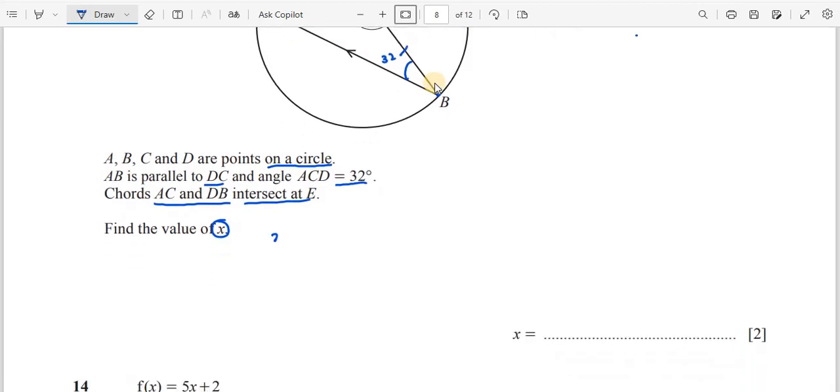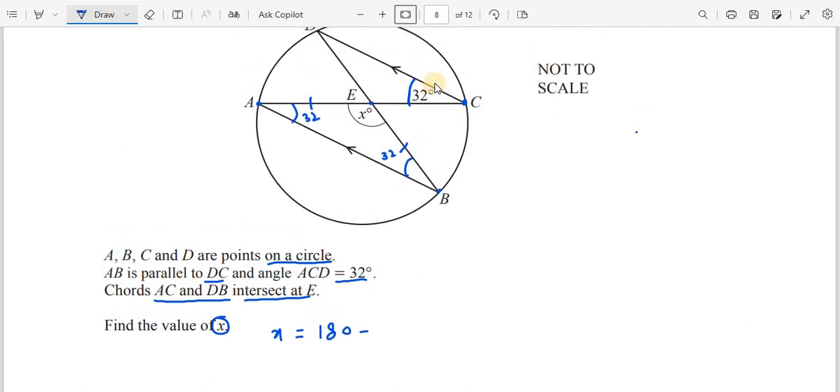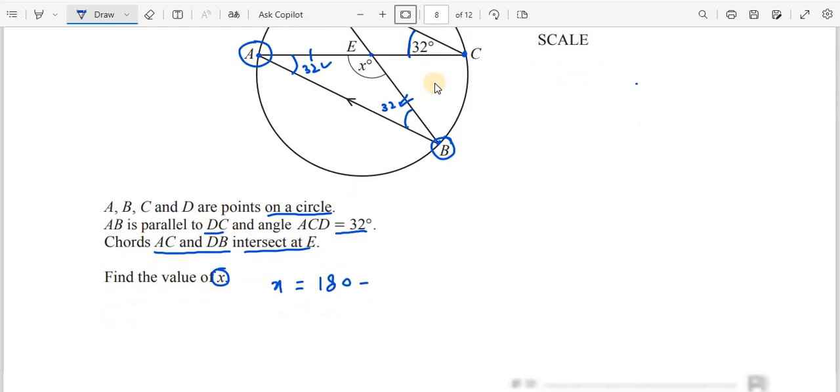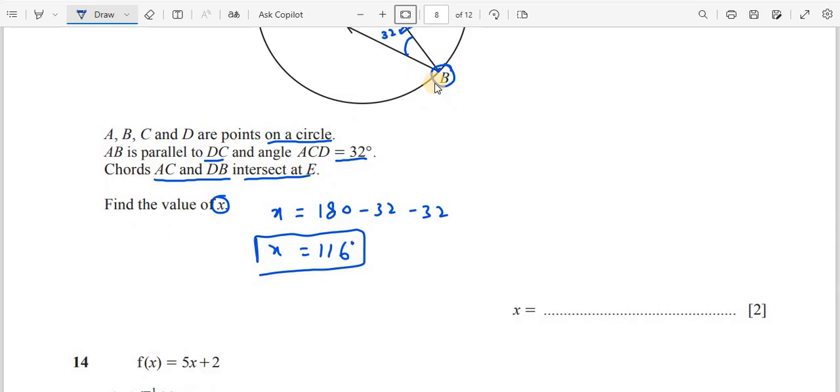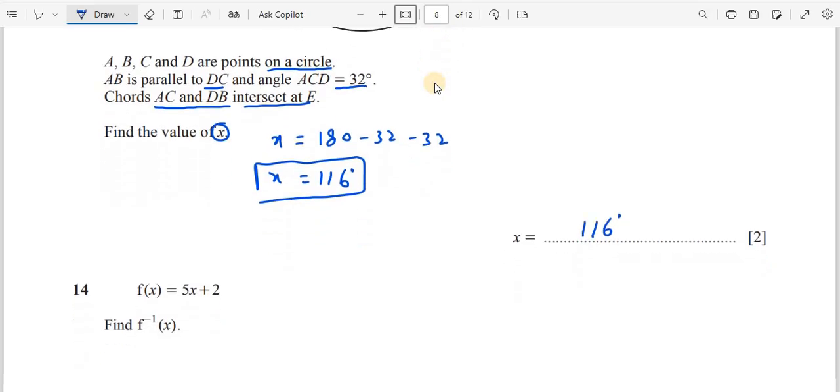So x is equal to 180 minus angle B and angle A. Angle B is equal to 32 and angle A is equal to 32. So 180 minus 32 minus 32. After calculation we get the value of x, that is equal to 116. This is the final answer of x. So x is equal to 116 degrees.